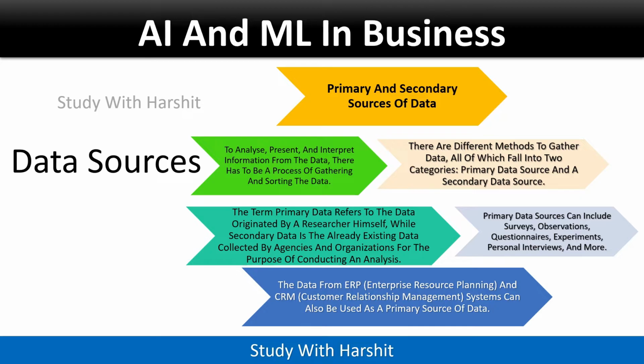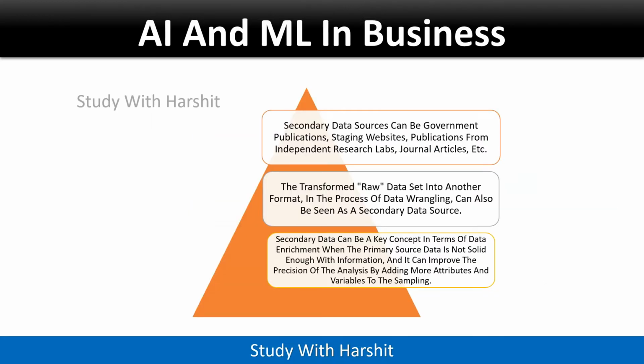Primary data sources can include surveys, observation, questionnaires, experiments, personal interviews, and more. The data from ERP (enterprise resource planning) and CRM (customer relationship management) systems can also be used as a primary source of data. Secondary data sources can be government publications, static websites, publications from independent research labs, journal articles, etc. Transforming a raw data set into another format, in the process of data wrangling, can also be seen as a secondary data source.